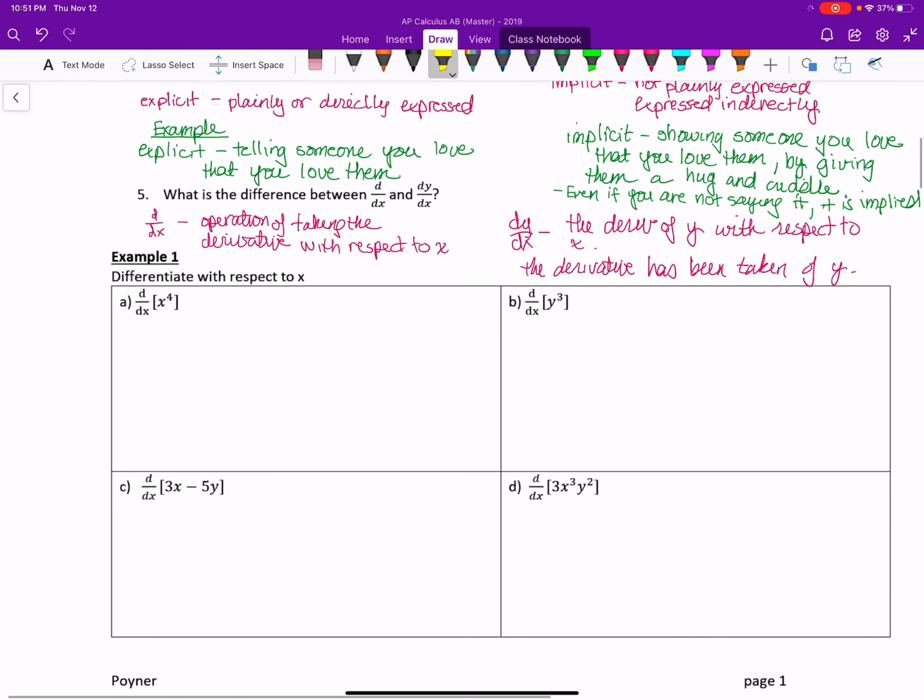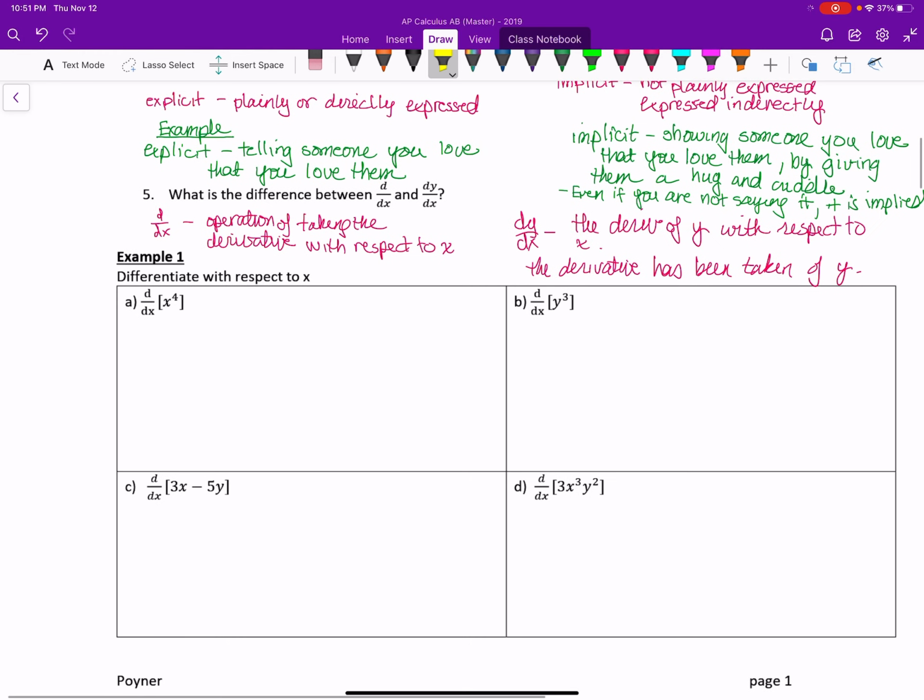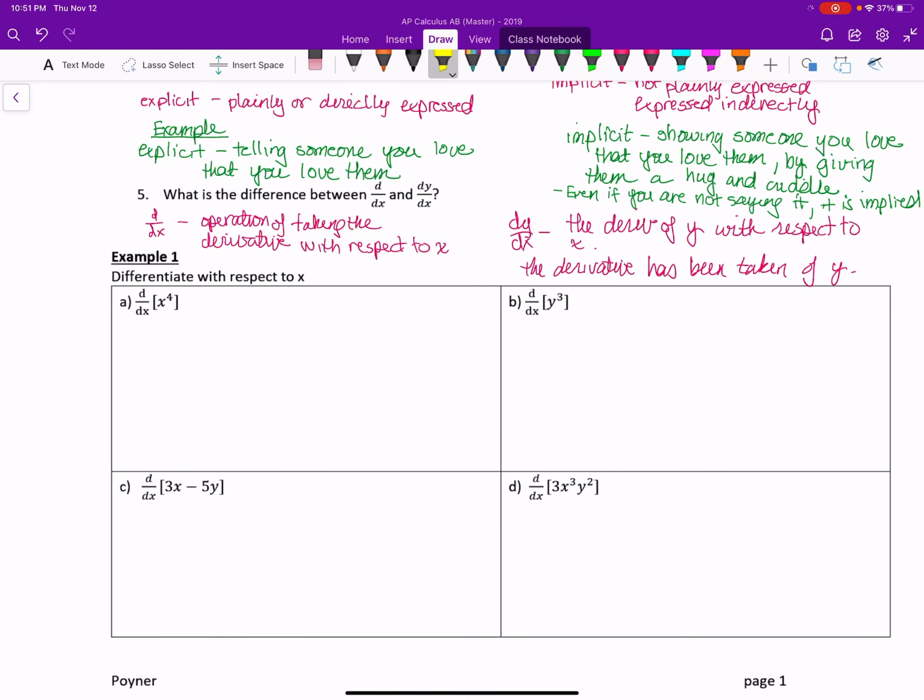Example 1, part A, is pretty straightforward. We're taking the derivative with respect to x of x to the fourth, so that it gives me 4x cubed. And then technically, I'm supposed to use the chain rule. So if I use the chain rule, I could say, okay, well then times the derivative with respect to x of x, which is 1, or dx over dx.